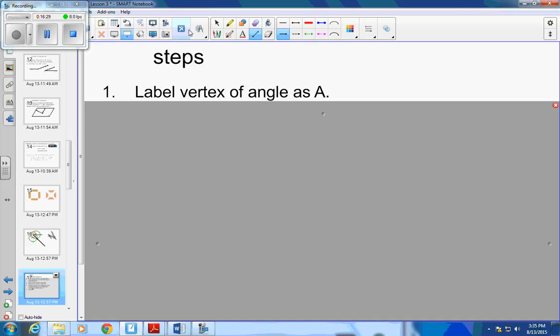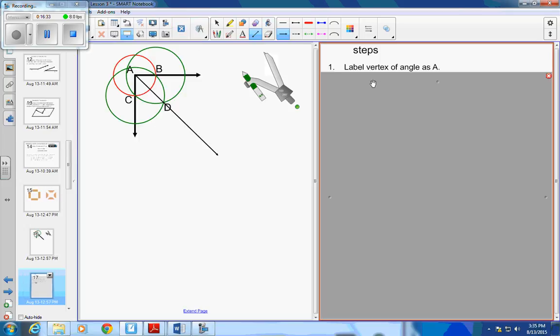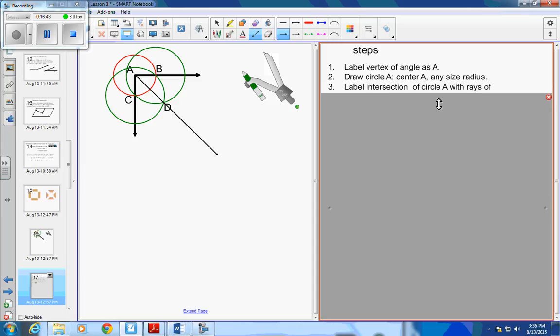So what are those steps? First, label the vertex. Let me dual screen this. Label the vertex angle as A. Then I drew circle A, centered at A, with any radius I wanted. Then I labeled the intersection of circle A and the rays of the angle as B and C. So I labeled that point B and that point C.